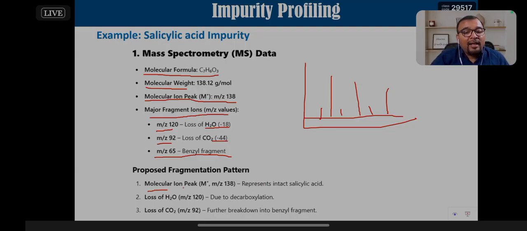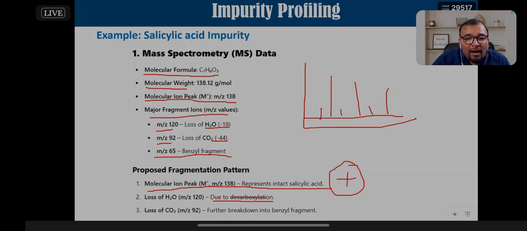The molecular ion peak of 138 represents the intact but ionized salicylic acid. Loss of H2O, that is m/z 120, is due to, sorry, not decarboxylation. This is because of H2O, dehydration, right? This is not because of decarboxylation, I'm so sorry. And then the further loss of CO2 breaks down into the benzyne fragment.